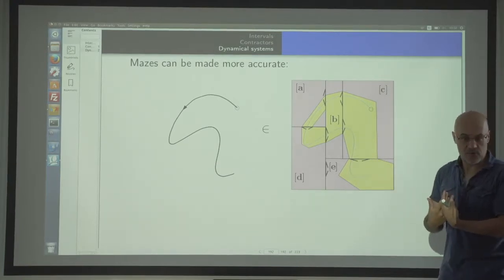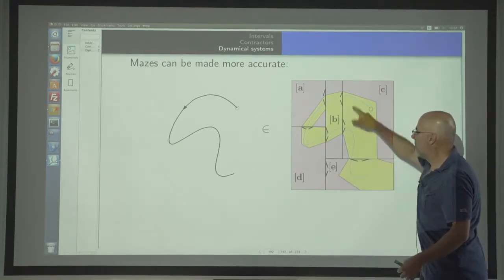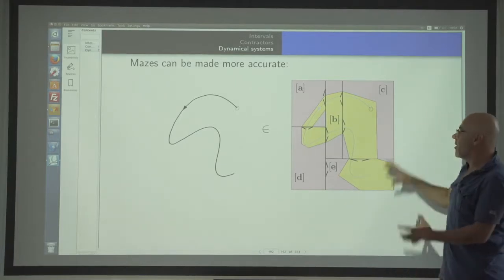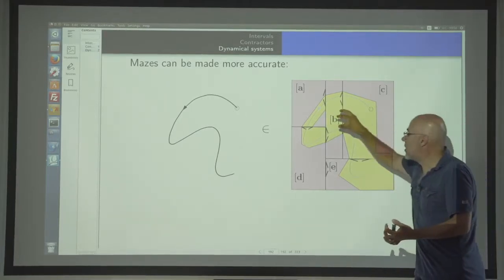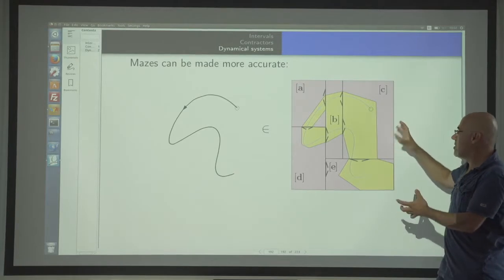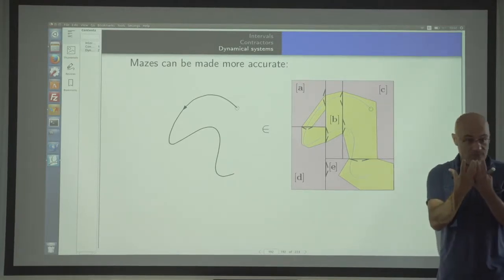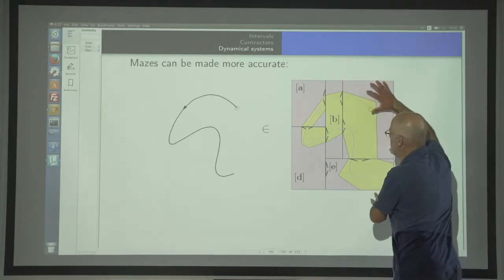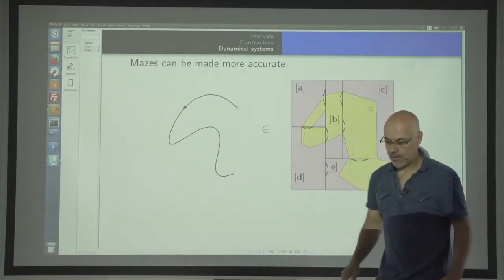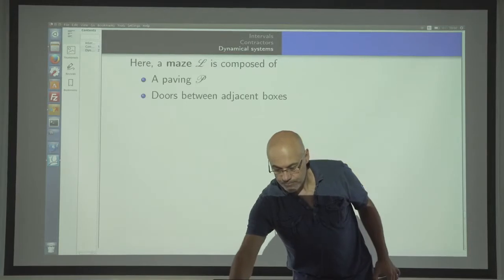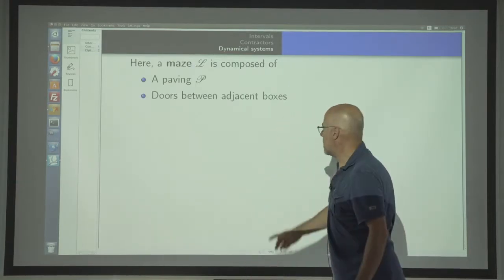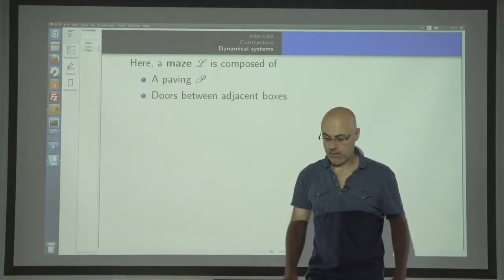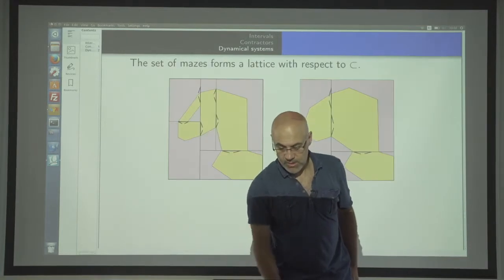So what is a maze for us? It's a paving plus the doors. But most of the time, we represent polygons, convex polygons, to have a better idea, a better view of how it works. But in the machine, we memorize the paving and the doors. So what is a maze? It is a paving and doors between two adjacent boxes.